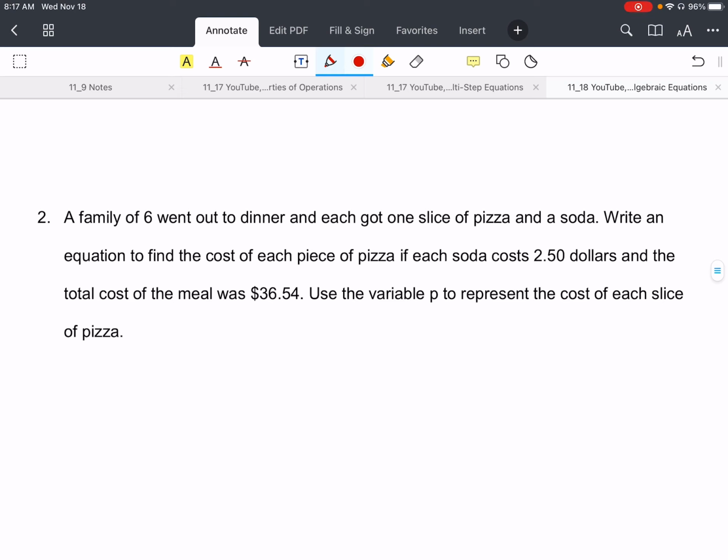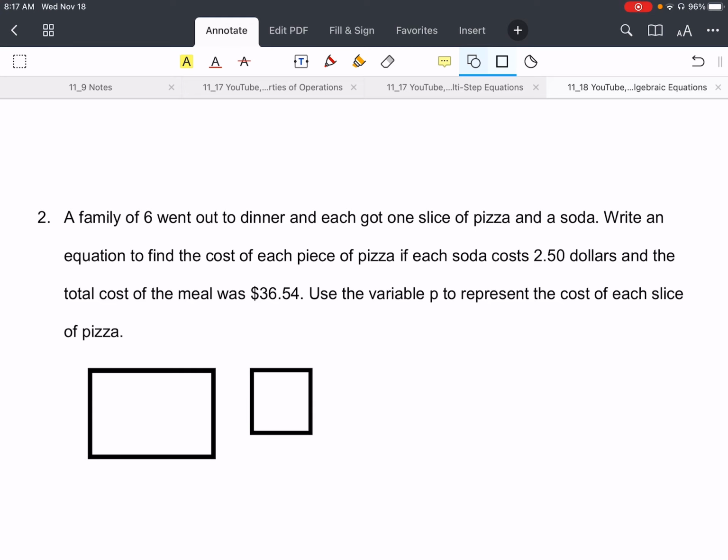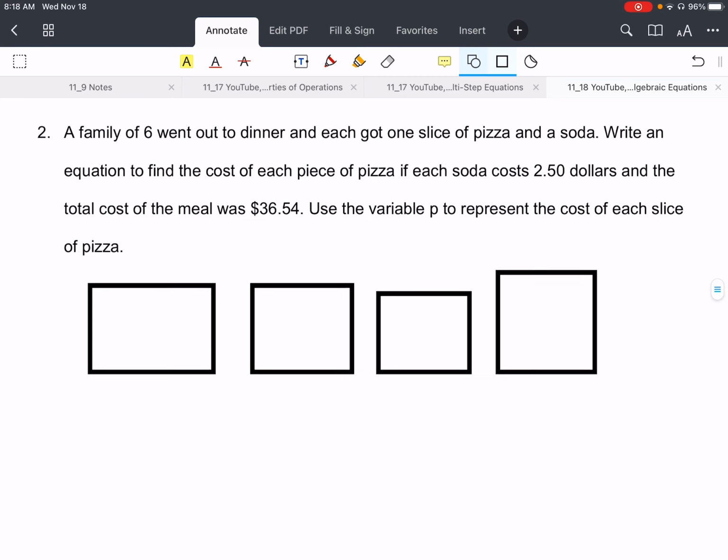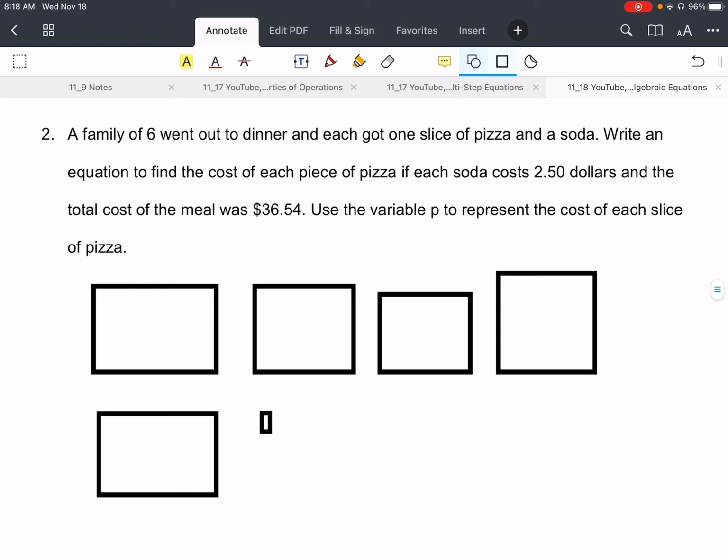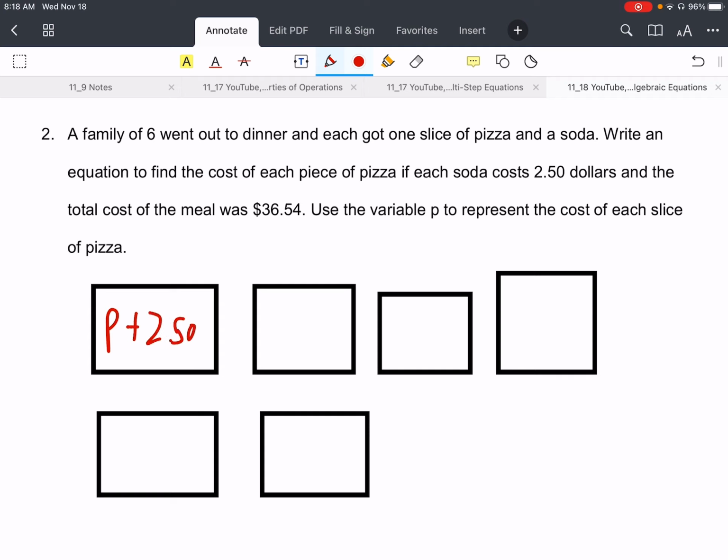So we can draw our boxes again. You don't have to do this, but I will. So each box represents a person. I'm not going to name them this time because I'm tired of all these great rhymes. So 6 people and variable P to represent the cost of each slice of pizza. So P plus $2.50 per person. So each person is P plus 2.5.